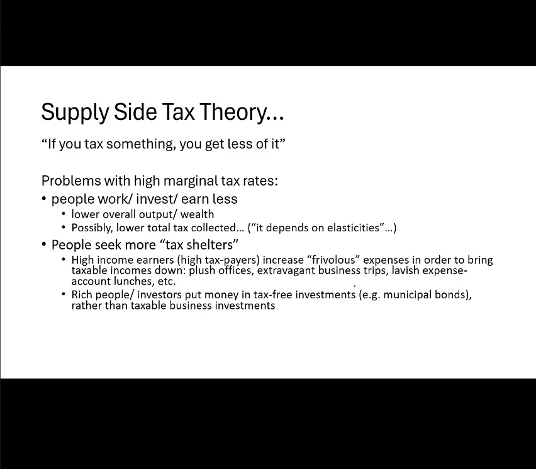Right. Now, another thing is that if you have high tax rates, not only will people work, invest, and earn less, but they'll also try to shelter the income that they do have from taxation. And in particular, high income earners, who we've already established pay the vast bulk of the taxes, will have the strongest incentives to shelter income because they're the ones getting hit hardest by taxation. The literature on this is very abundantly clear that when tax rates go up, high income people will do these two things in particular.